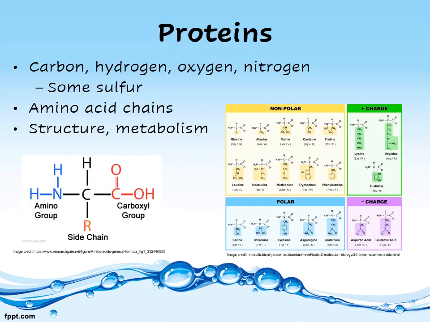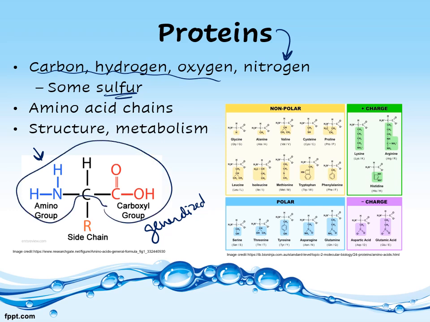Proteins up next. So again, carbon and hydrogen and oxygen, it's a theme. They're everywhere. But now we're going to add in lots of nitrogen and sometimes a little bit of sulfur. Proteins are composed of amino acid chains. This is what we call a generalized amino acid. All amino acids have all of these pieces in common. And then this side chain, we sometimes call it the radical group, is going to be different from one amino acid to the other. There are about 20 amino acids that we use to build our proteins.